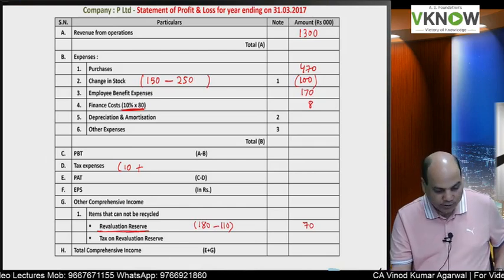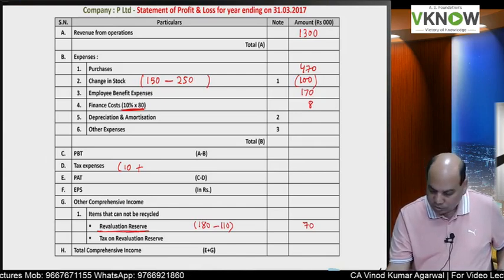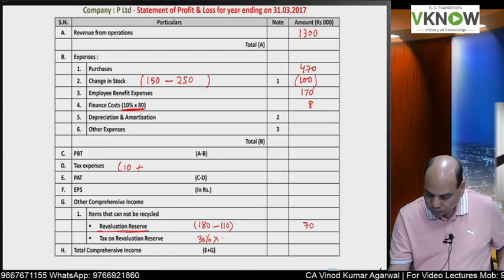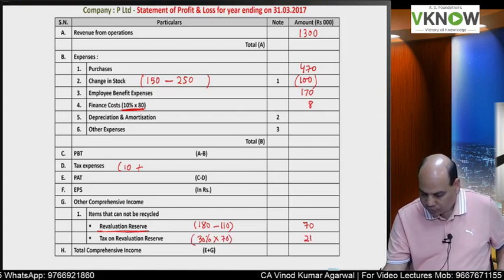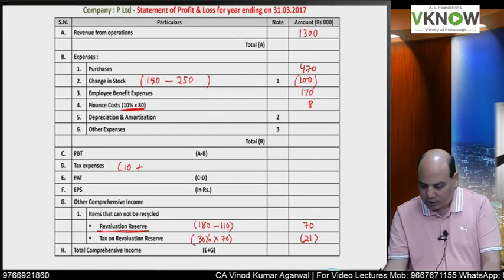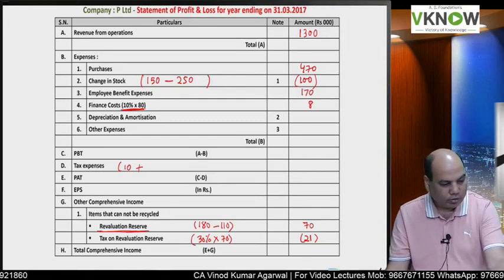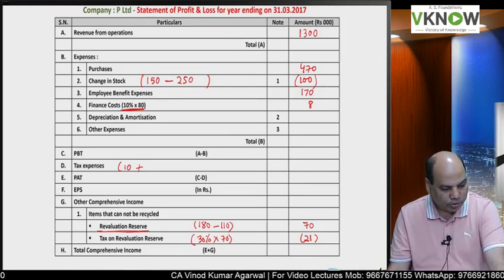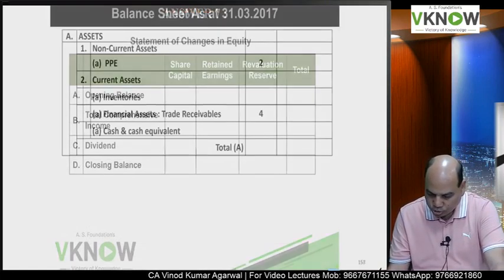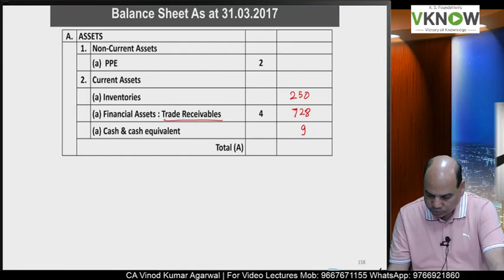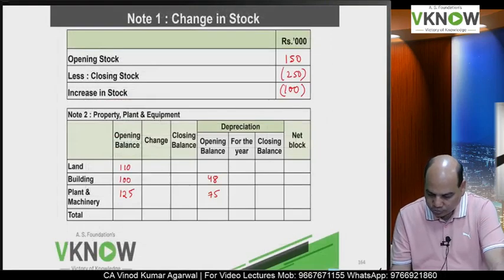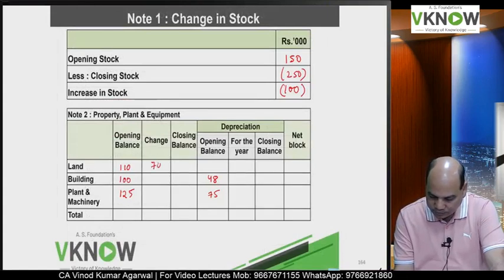So there will be a deferred tax liability on this. 30% of 70. How much is that? 21. Negative. Okay, now we'll come to second effect of that. So first you come to PPE note 2. Where is PPE? Okay, note 2. Land, write down change 70. Is it right?